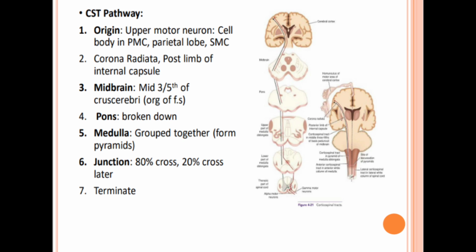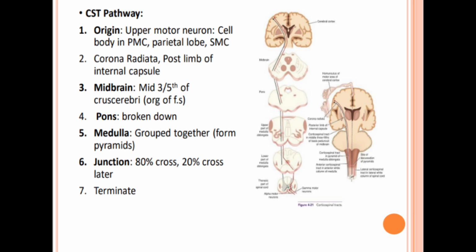Now, the majority of the fibers, that is 80%, cross to the opposite side and then travel in the lateral white column as the lateral corticospinal tract. Let's talk about the remaining 20% of the fibers that didn't cross at the level of the pyramids. They continue to travel in the anterior white column as the anterior corticospinal tract, and they descend and eventually cross at the level of their destination, as they reach the cervical and upper thoracic regions.